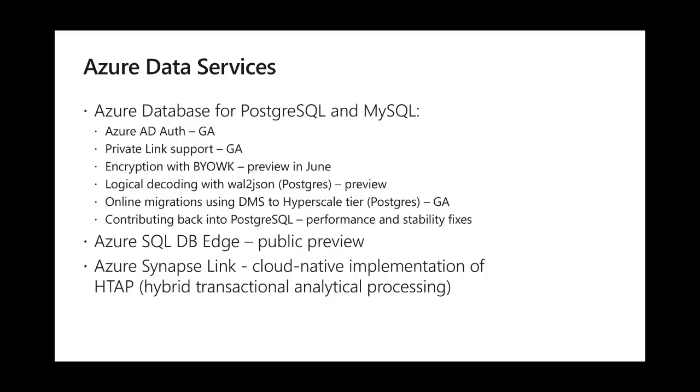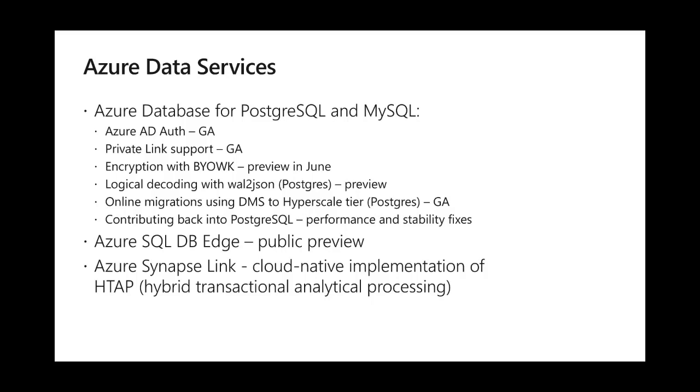So they did announce a whole bunch of stuff, including Azure AD authentication going GA, private link support going GA, encryption, probably detecting some themes here. Bring your own key previewing in June. We're in June. I haven't seen a thing to say that's done yet, but hopefully very soon.